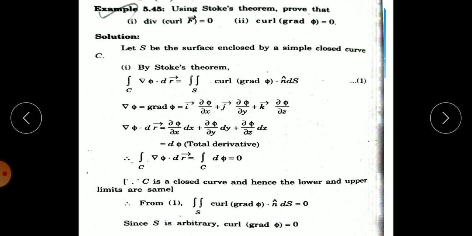Now the integral over C of del phi dot dr vector equals the integral over C of d phi, the total derivative, which is equal to 0. Since C is a closed curve, the lower and upper limits are the same, just like a circle.